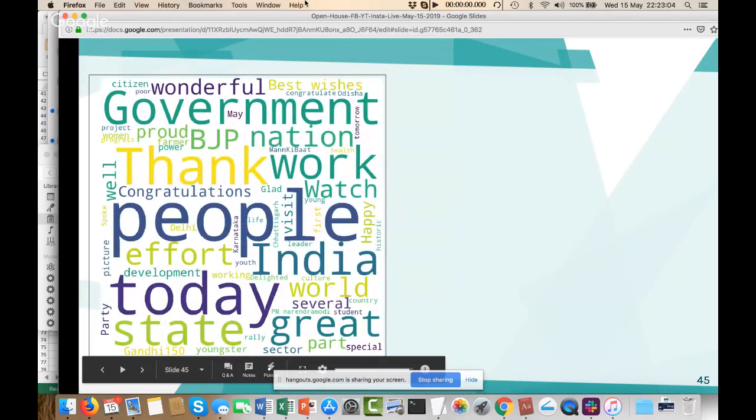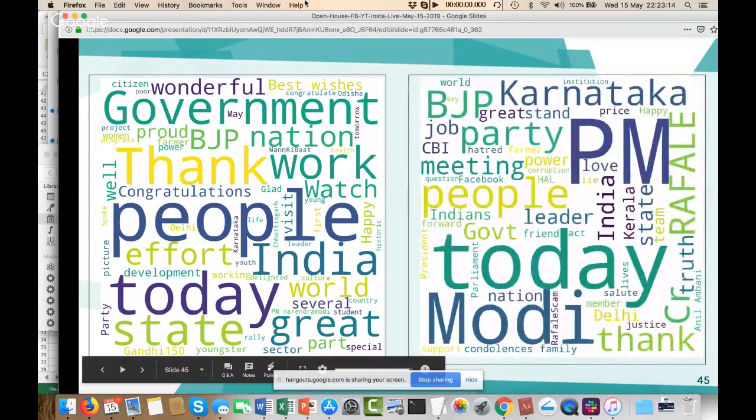So this is the word cloud of all the tweets that they have posted. The one on the left is Namo. The one on the right is Raga. This is to show you what kind of topics they are talking about, differently or similarly.